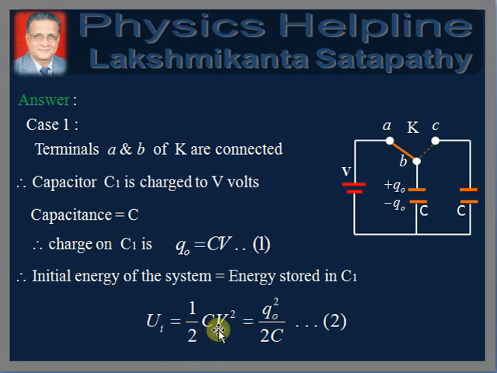C is the capacitance, V is the voltage across the capacitor. So Ui is equal to half CV square. From equation 1, we get V is equal to Q0 by C. Putting this and simplifying, we get Ui is equal to Q0 square divided by 2C.